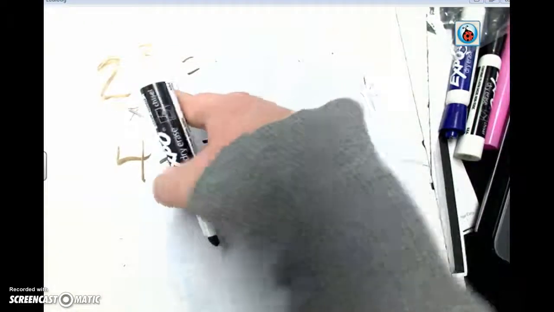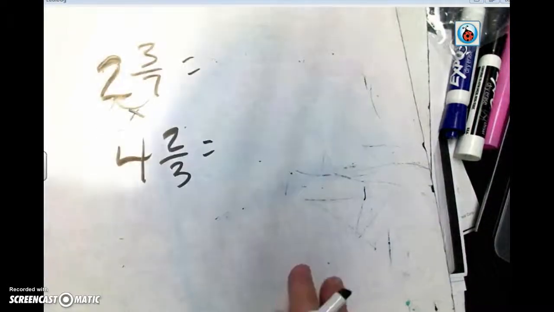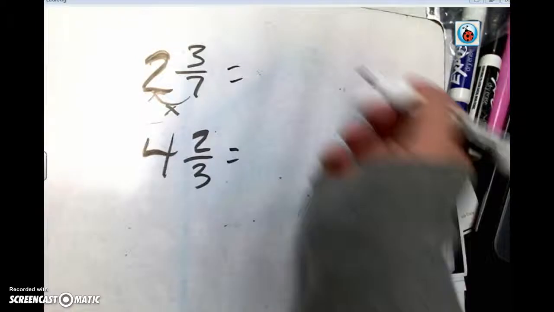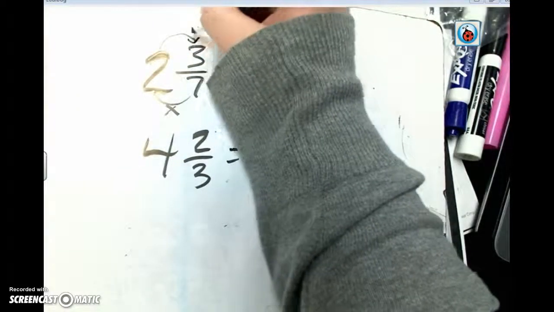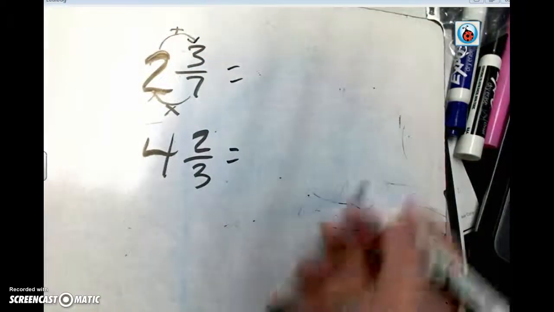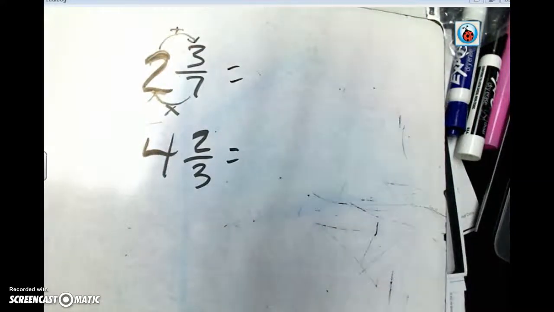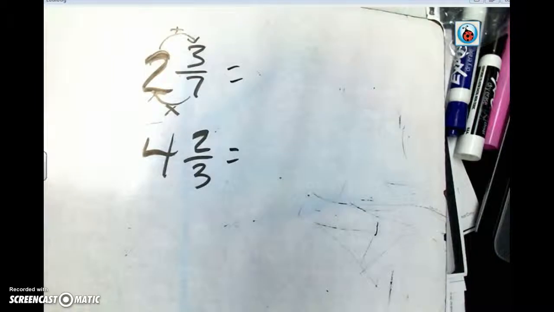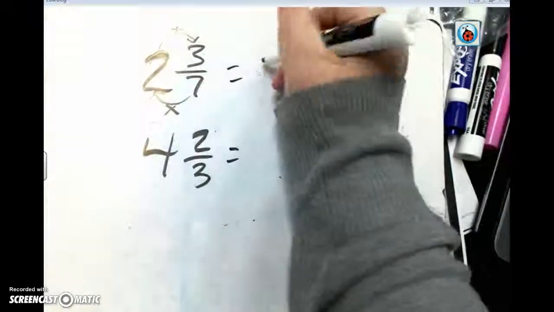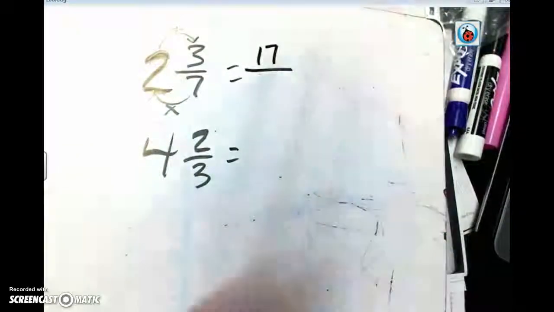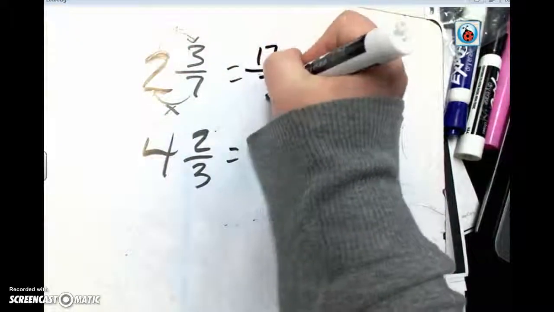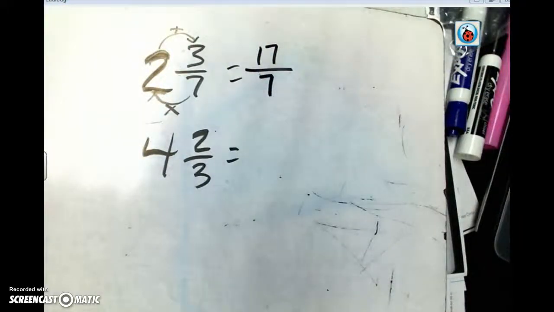by multiplying our denominator times our whole number, adding the top number. So 7 times 2 is 14 plus 3 is 17, and what's a denominator? Always denominator. So 2 3/7 is equivalent to 17 over 7 as an improper fraction.